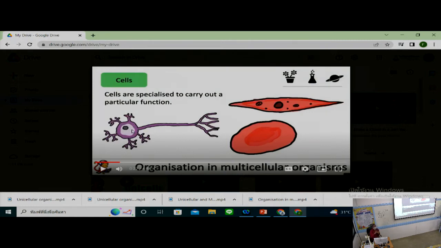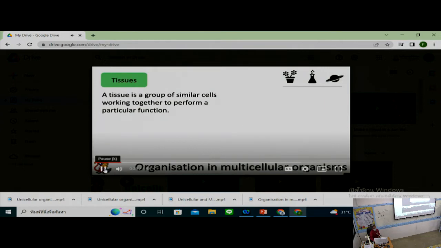Like what we're talking about, division of labor. They operate differently for the propagation of the human being. So they are multitasking. They do different tasks. That's why we call them multicellular. The next level up is tissues. A tissue is a group of similar cells working together to perform a particular function.